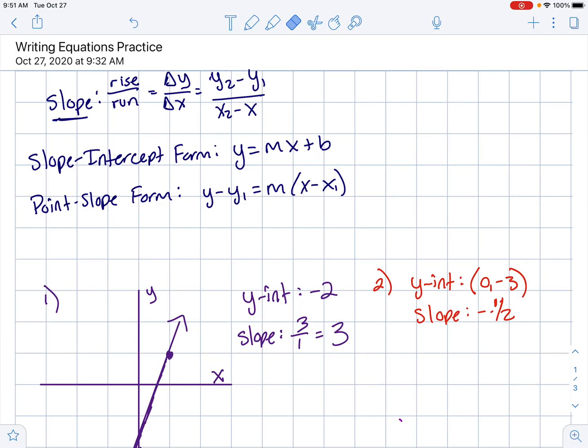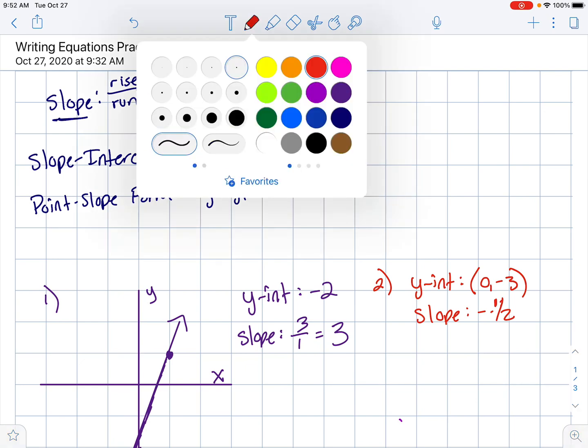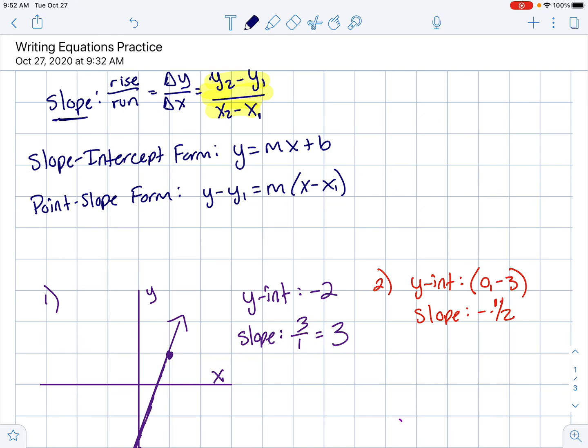All right, so today we're going to talk about just writing equations. We're going to go through all the different ways that we did this already, just as a little review. So you should already have this stuff in your notes, but your slope, remember, is rise over run, or the changes in y's over x's. And then I have your equation right here, y2 minus y1 over x2 minus x1. So there's your slope. That should be in your notes.